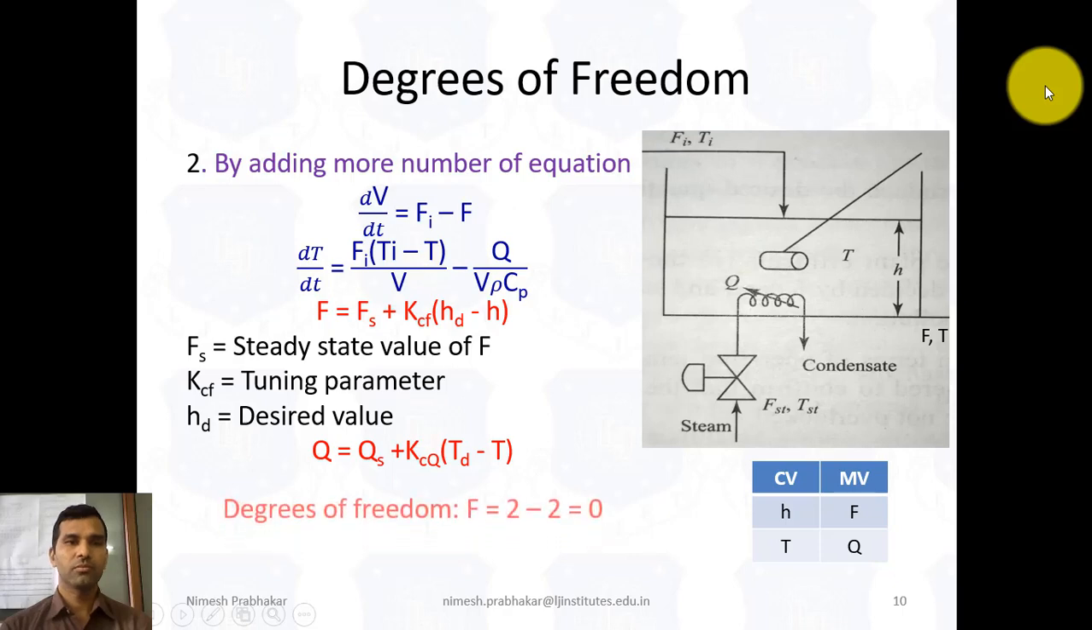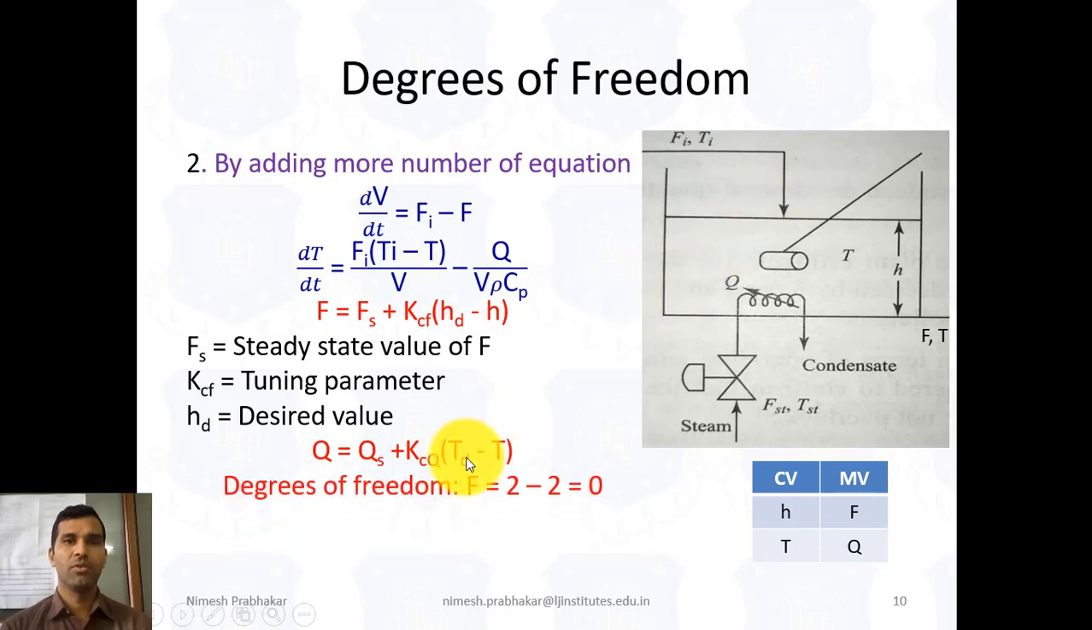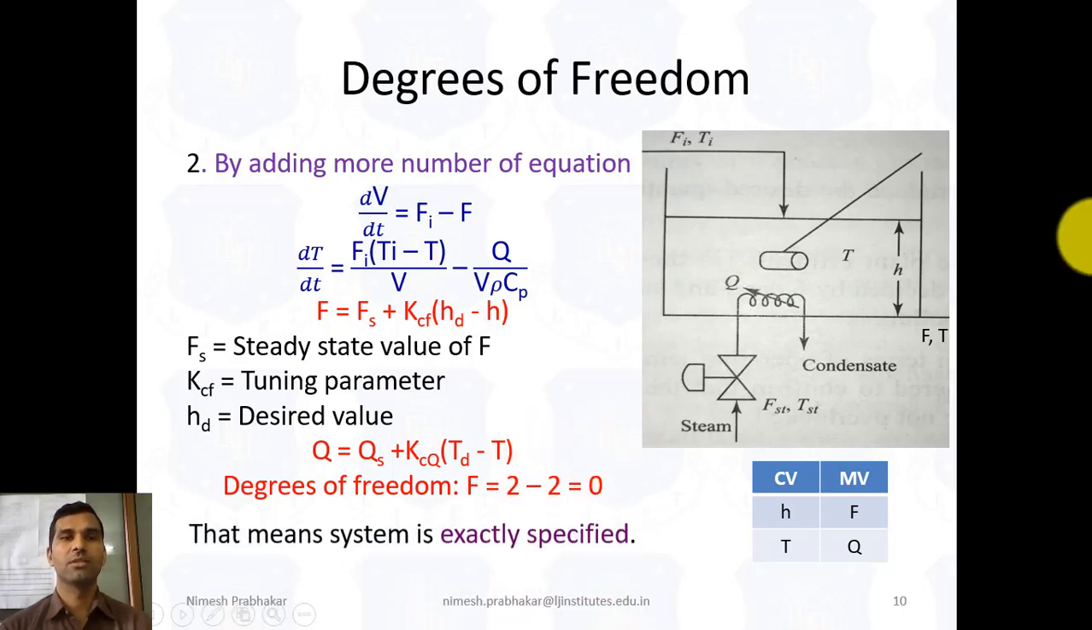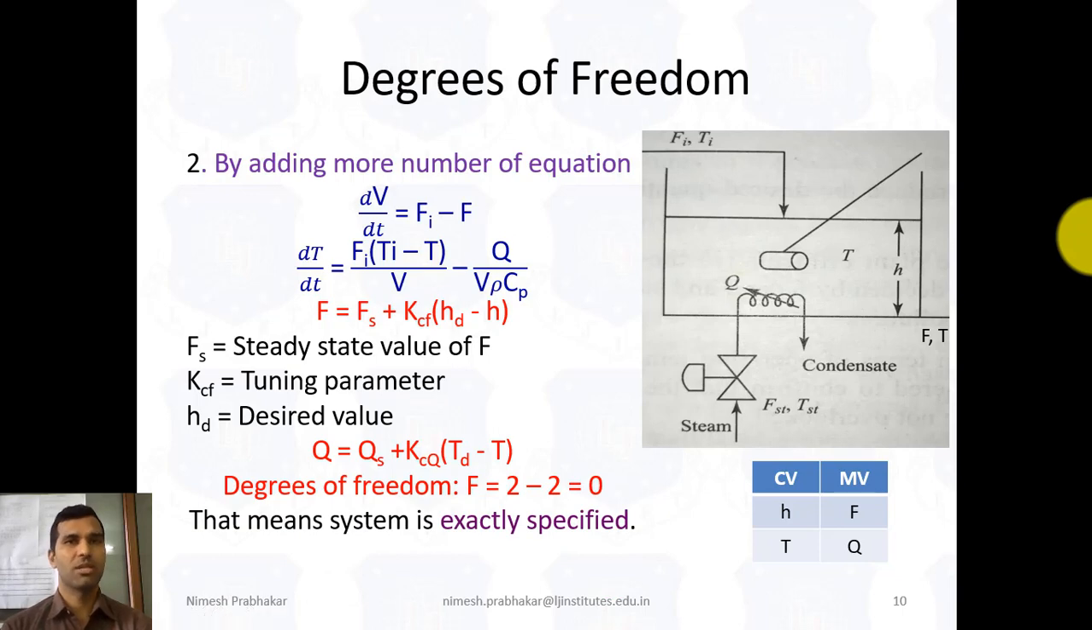So here we reduced the degrees of freedom to 2, and we also add two more equations. So 2 minus 2 equals 0. So finally we reduce the degrees of freedom to 0, and we know that if the degrees of freedom equals 0, then the system is known as exactly specified. So in this way we can make any system exactly specified. So this is the degrees of freedom.